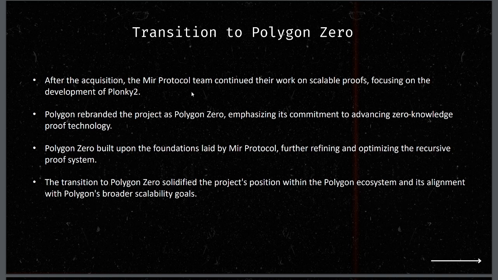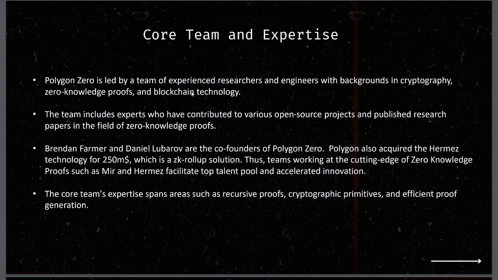And Polygon Zero built upon the foundation laid by Mir protocol, further refining and optimizing the recursive proof systems. The transition to Polygon Zero solidified the project's position within the Polygon ecosystem and its alignment with Polygon's broader scalability goals. So you have an ecosystem, and Polygon Zero is now saying, okay, fine, we are trying to build zero knowledge proof along with this product, and we're going to offer that. So that is basically saying that Mir protocol is required, and we also look into Hermes protocol, which is also required.